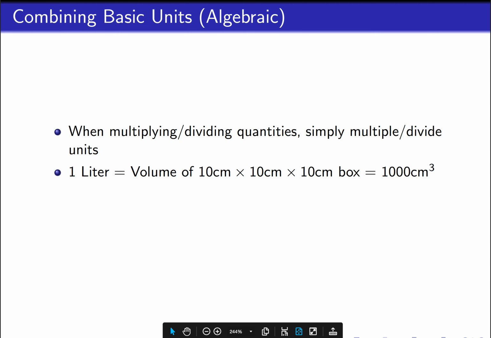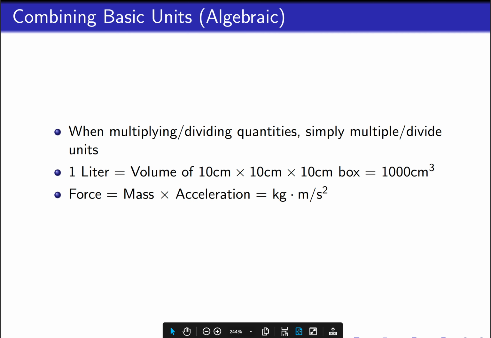For example, a liter is a unit of volume, and a liter is defined to be the volume of a 10 centimeter by 10 centimeter by 10 centimeter box. We know how to compute the volume of this box. We simply multiply the dimensions of all 3 sides. Therefore, 1 liter is defined to be 1,000 centimeters cubed, since we are multiplying 3 quantities of centimeters by each other. So we get centimeters cubed, or cubic centimeters.